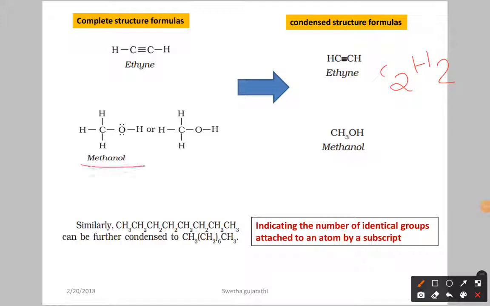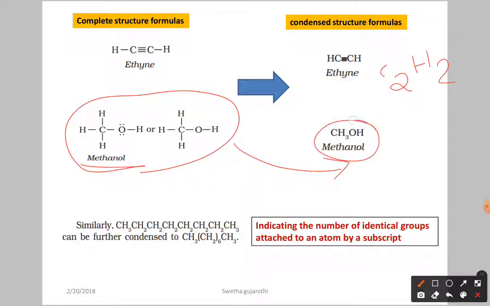Now here this is the structure of methanol. This is the complete structure. Now if you go for the condensed structure, you are not showing any bond. Simply you are writing the group together, CH3, and its functional group OH. What a functional group is, we will discuss in the next video. Okay, next here we have a point.